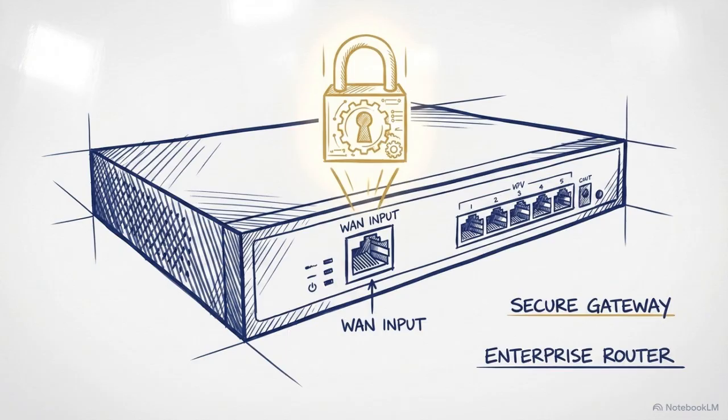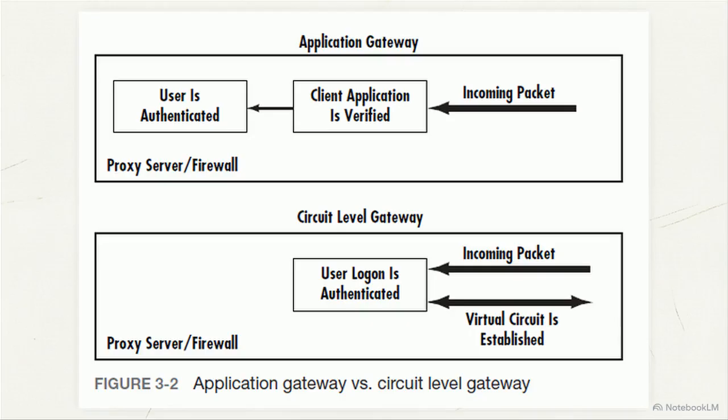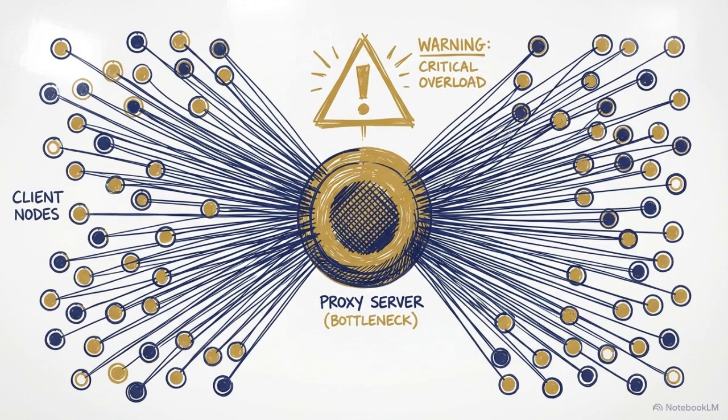The more secure alternative is the circuit-level gateway. As shown in the lower half of the diagram, the order of operations shifts. It verifies the user login ID and password first. After confirming identity, it establishes a virtual circuit, securely routing requests and masking the internal IP address. Proxy gateways offer high security by severing direct connections, but their computational cost creates a performance bottleneck.